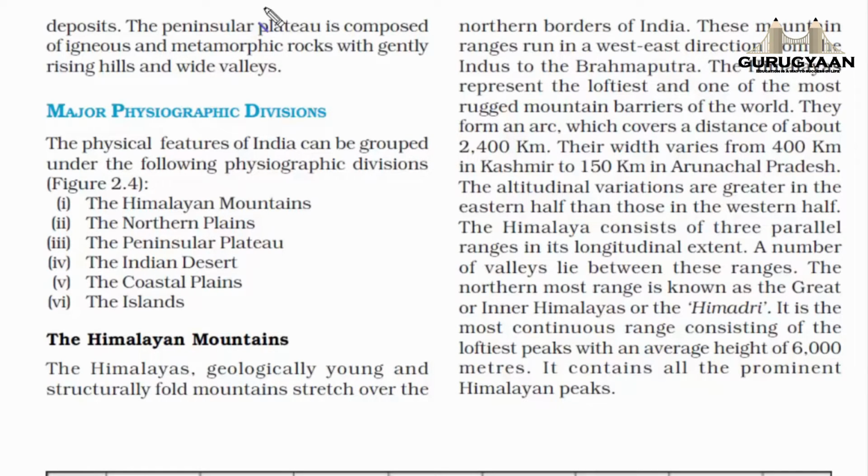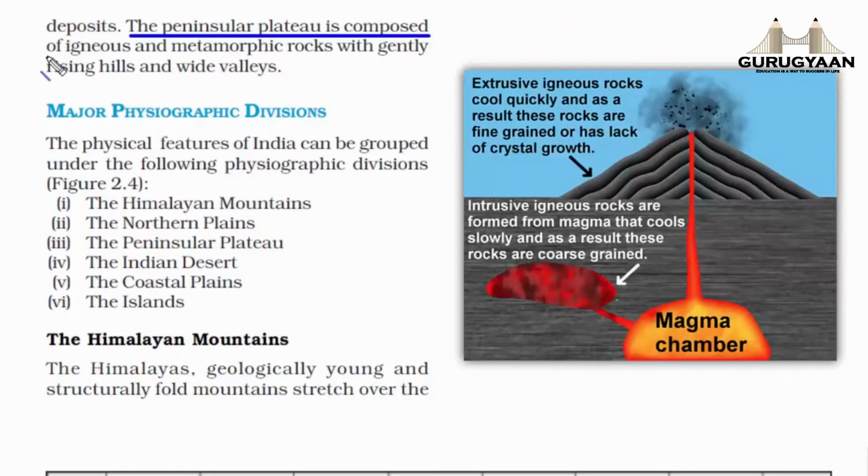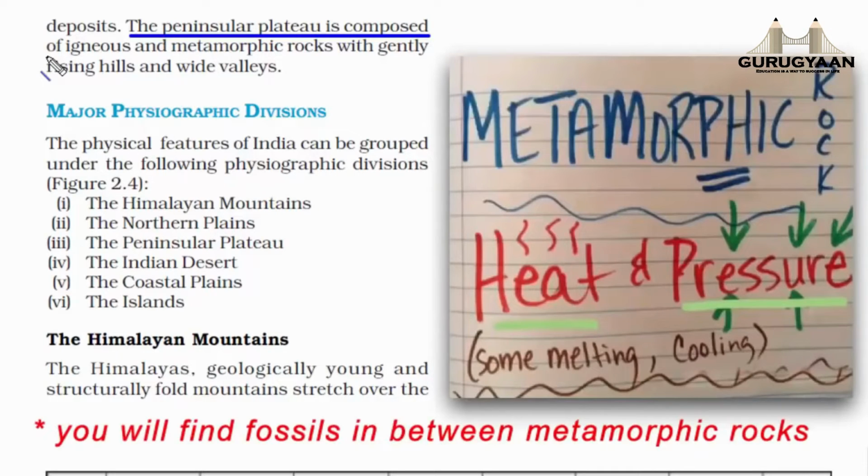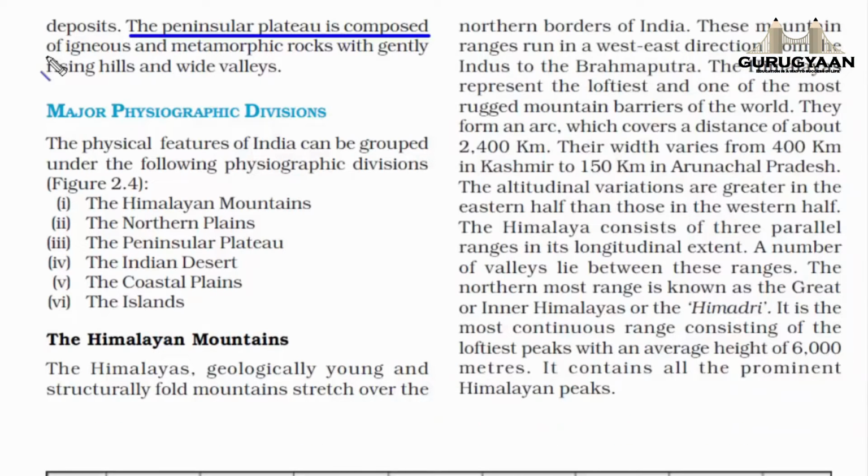But Peninsula Plateau is quite different than the northern plains. It is composed of igneous and metamorphic rocks. Igneous rocks are those rocks which are formed through the cooling and solidification of magma or lava. And metamorphic rock is a type of rock which has undergone change by extreme heat and pressure. And since Peninsula Plateau is the oldest landmass, therefore these two rocks are bound to be present there.